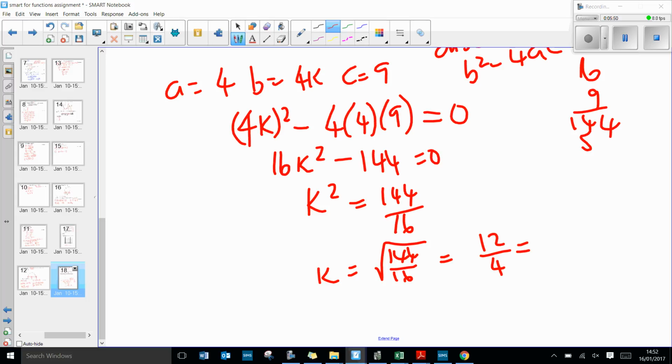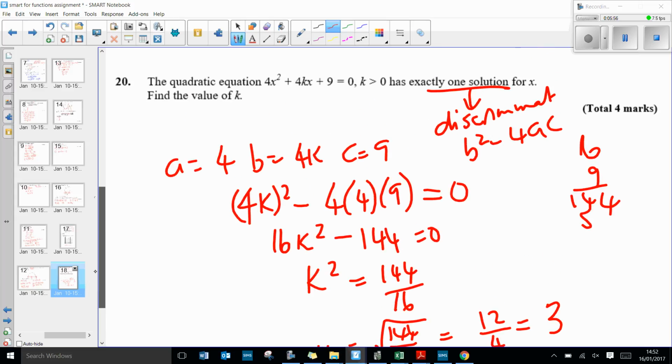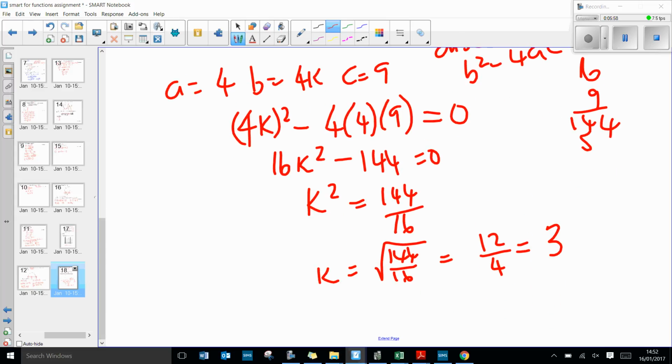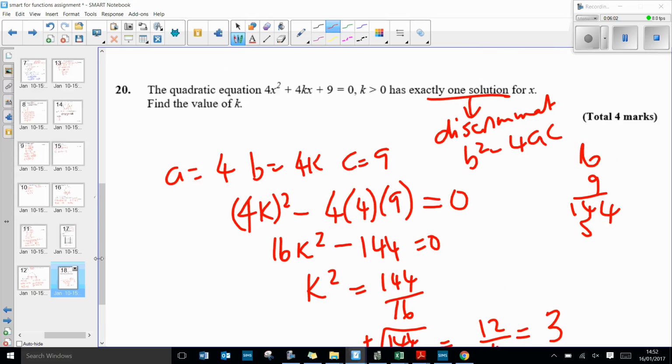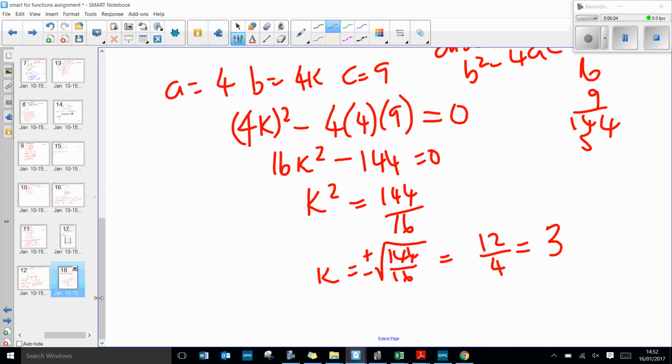Which is 3. Obviously you could have the minus version here, but because k is greater than 0, it means that k is 3. Okay.